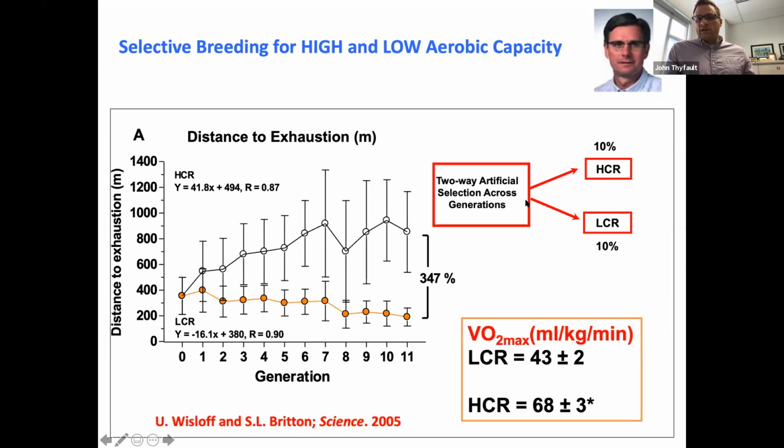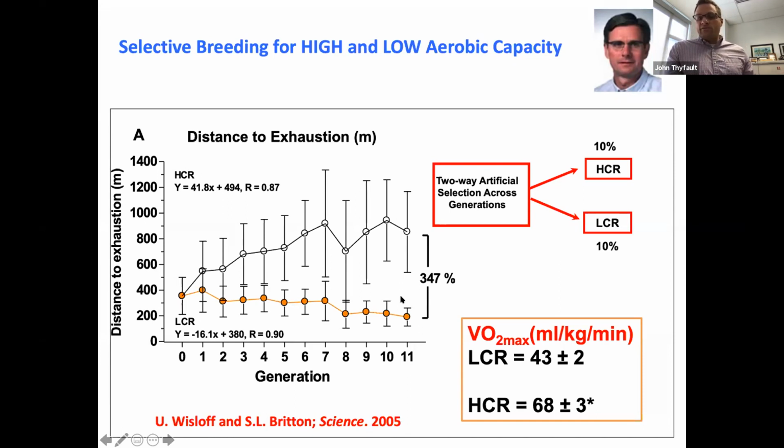And he took the worst 10% of the runners and bred them together. And he called the best runners high capacity runners, or HCRs, and the worst runners low capacity runners. And they didn't just do this with one generation, they did it over multiple generations. And so in 2005, they published this paper showing that at generation 11, there was about a 350% difference in distance to exhaustion or endurance running capacity between the HCR and the LCRs.